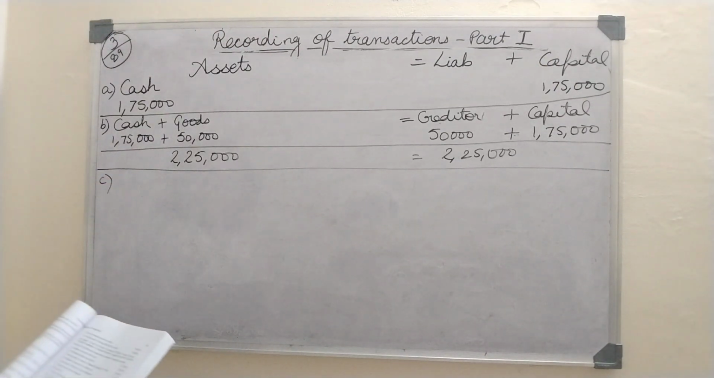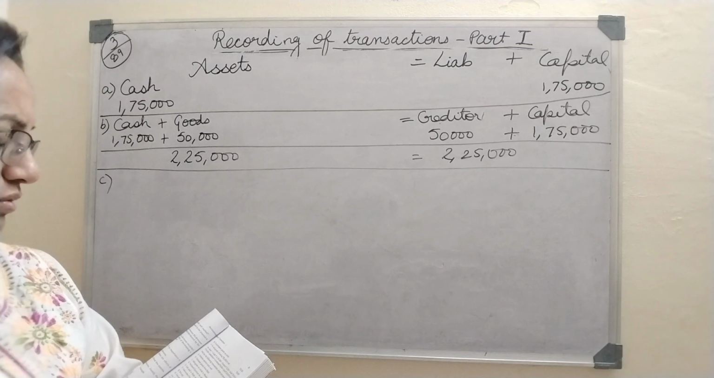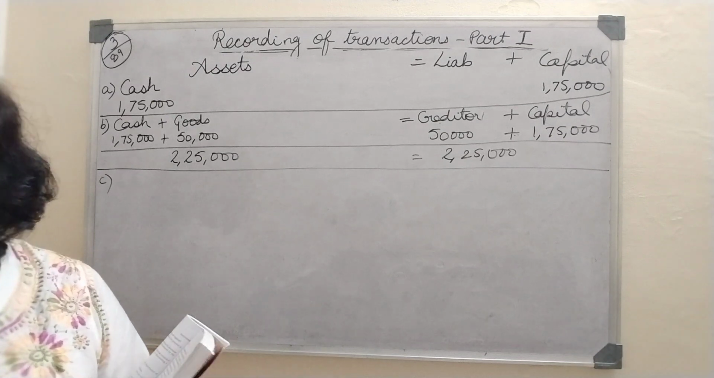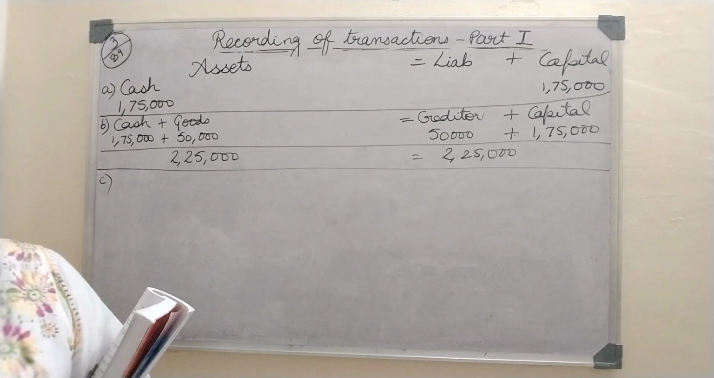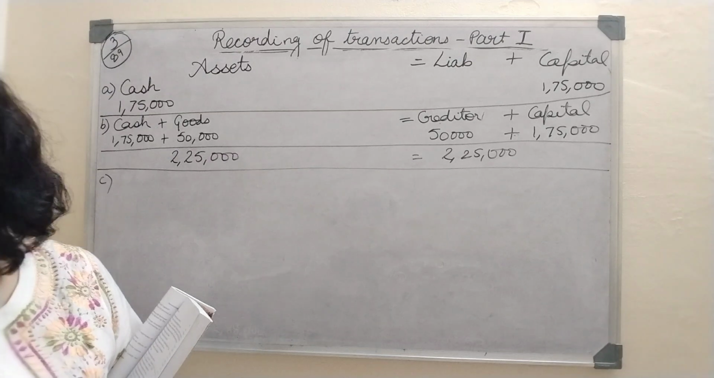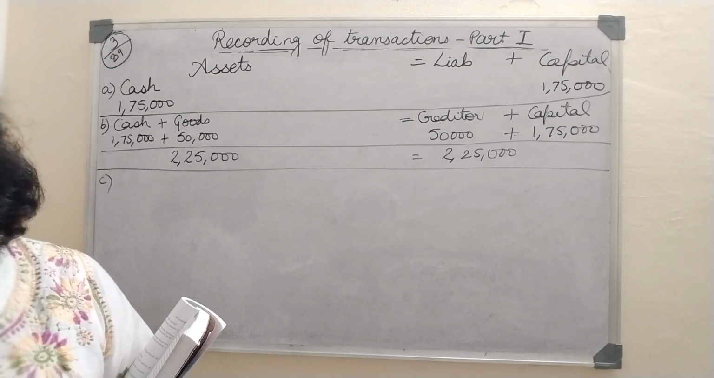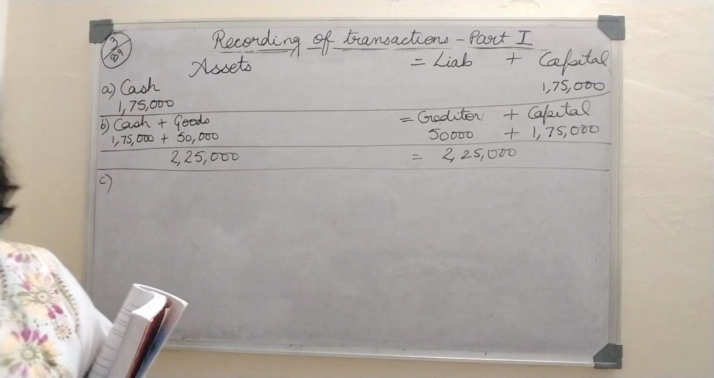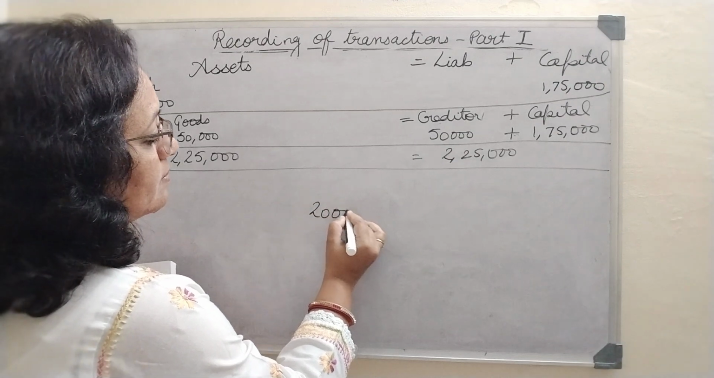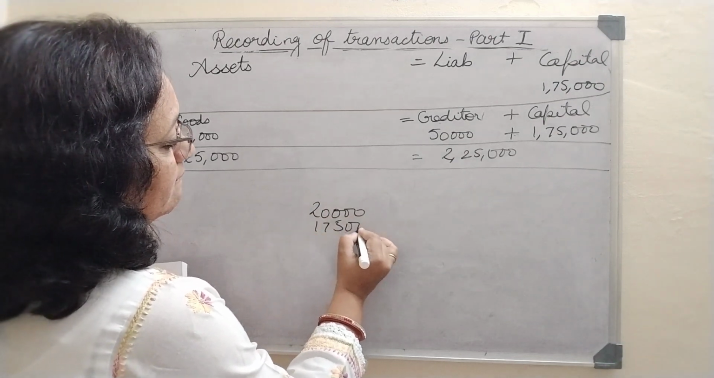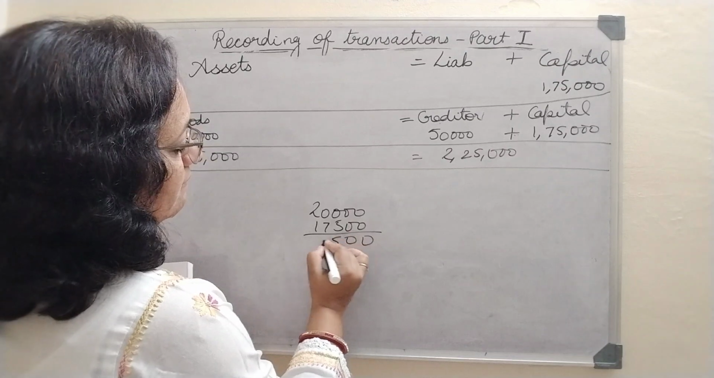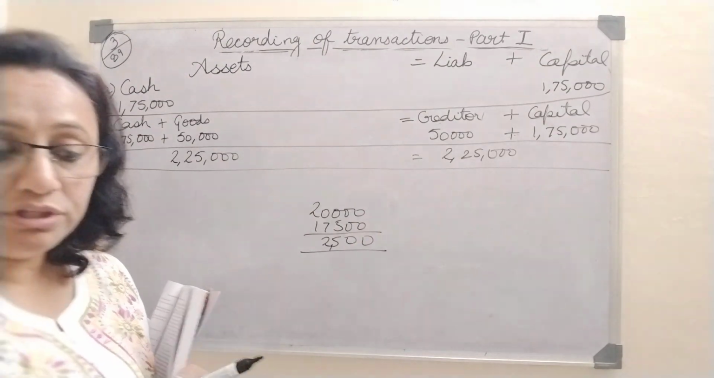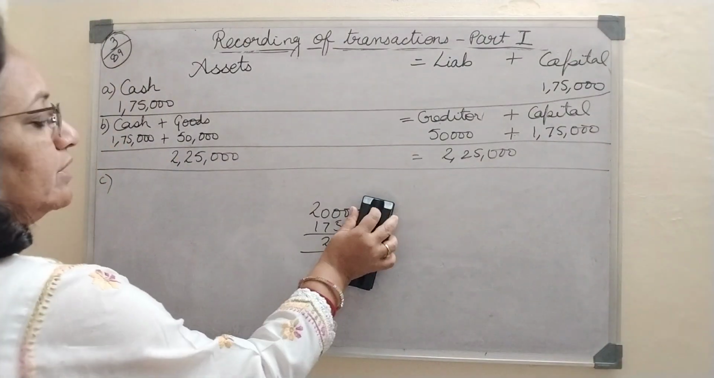Now we have the third transaction. Sold goods on credit to Manish costing 17,500, but they were sold for 20,000. So the actual value of goods was 17,500, but they were sold for 20,000. So how much profit did we have? 2,500 is our profit. And what do we do with the profit? We add it to the capital, right?